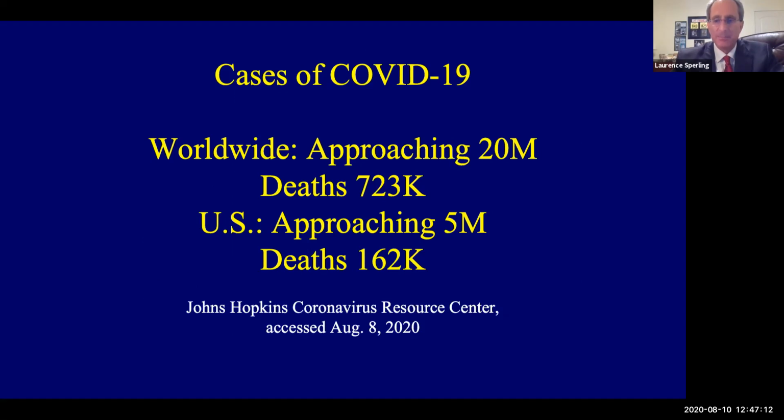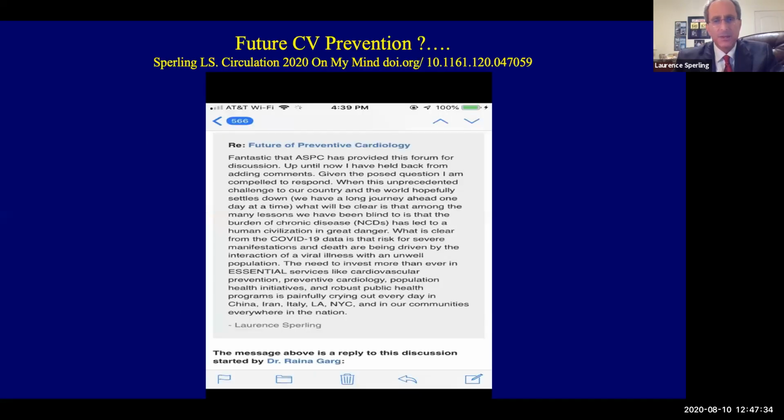Well, these are the numbers I pulled off of the Johns Hopkins Coronavirus Resource Center just yesterday. And so just compared with March the 22nd, you can see where we are here today with worldwide cases approaching 20 million, deaths 723,000, and deaths in the US at 162,000. Next slide. And so I answered this medical chat site, and my answer led to several publications talking about the future of cardiovascular disease prevention. Next slide.